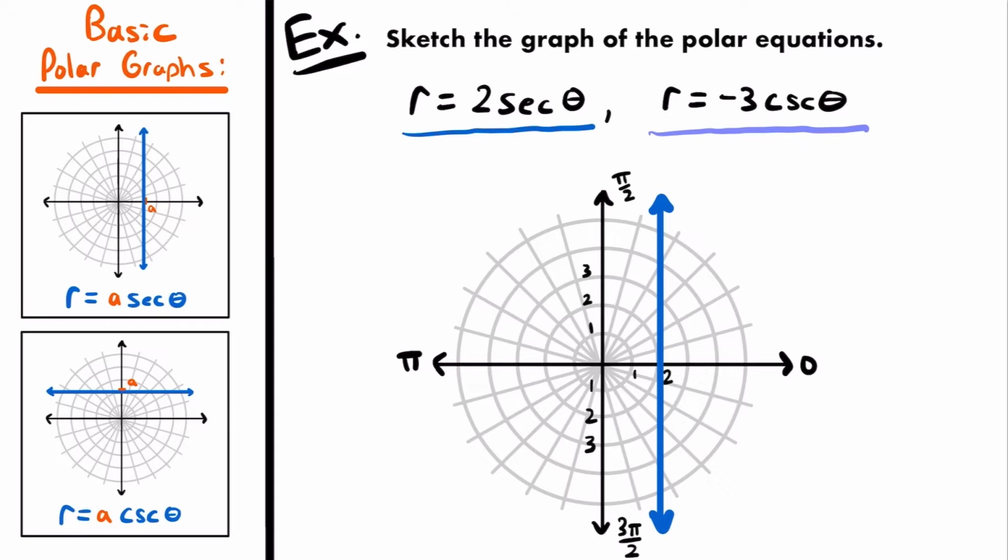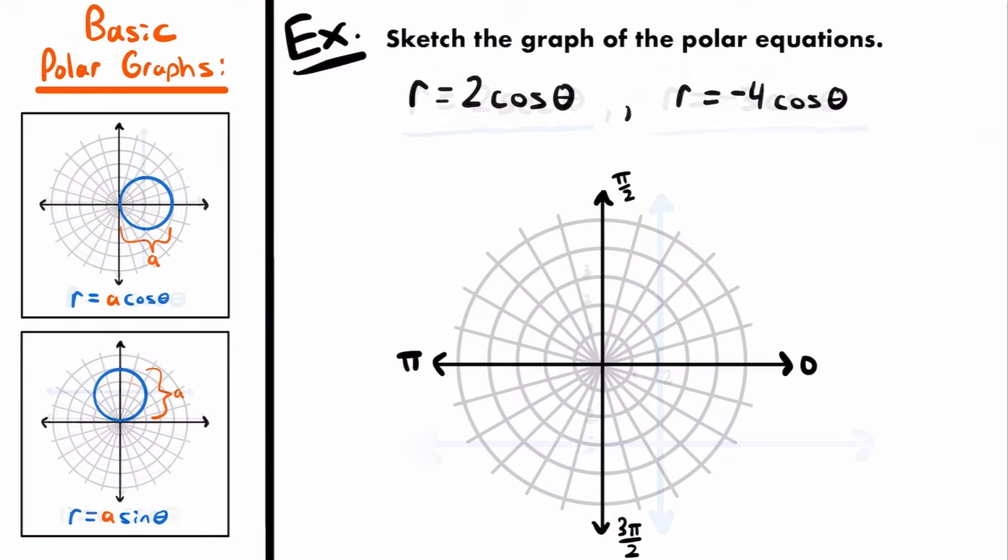So our graph is going to be this horizontal line right here that passes through that value of 3 below the polar axis. This is the line or the graph that is represented by this polar equation. So next up, we want to sketch the graph of the polar equations.